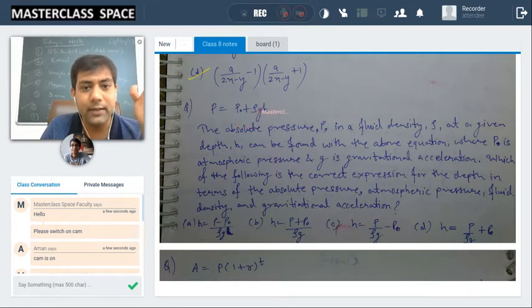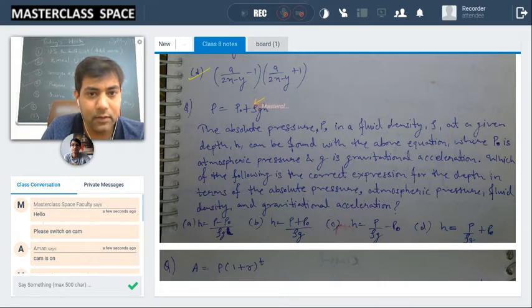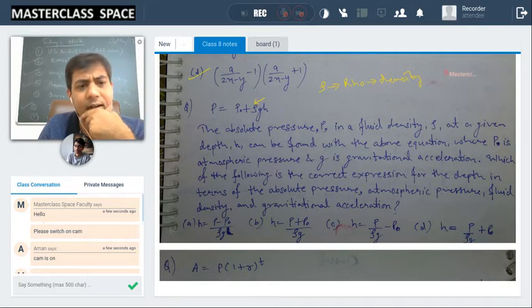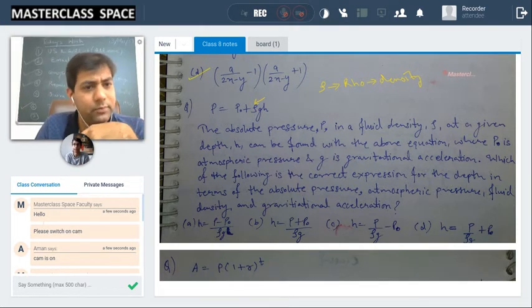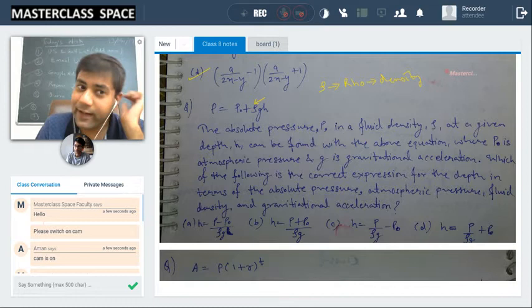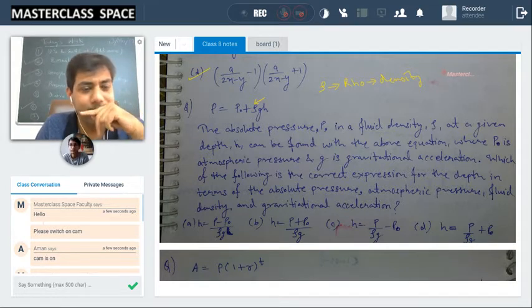P equal to P naught plus, what do you call this? This thing is called rho. It is density. And what is density, Aman? Mass over volume. Why can't it be mass over length?